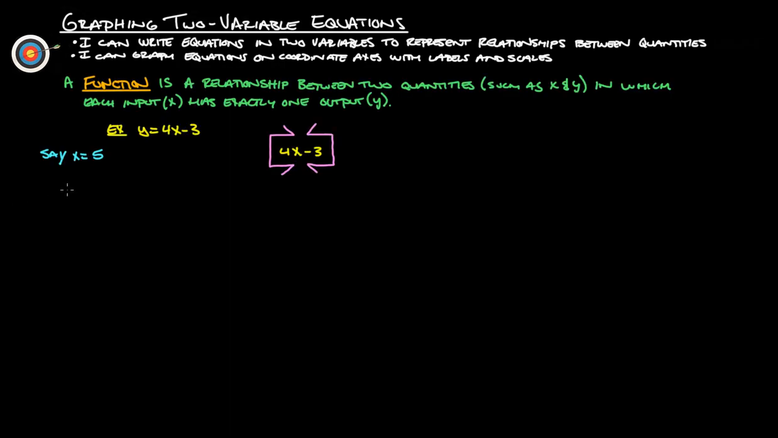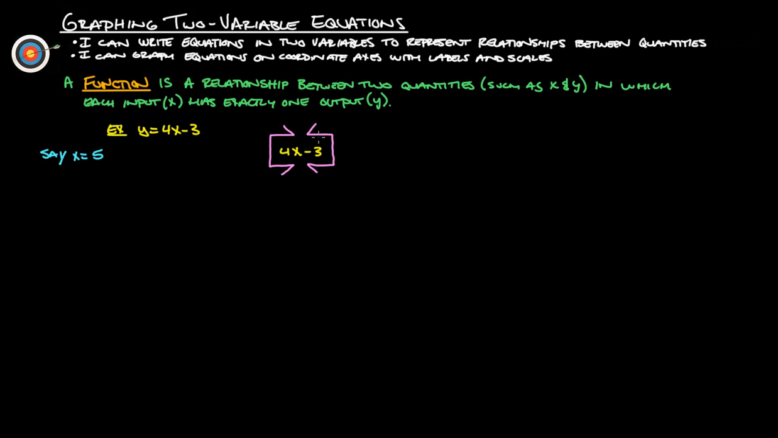Okay, so first thing, what is a function? A function is a relationship between two quantities, such as x and y, in which each input, x, has exactly one output, y. Probably the easiest way to explain this is to give you an example. So here's our function: y equals 4x minus 3.